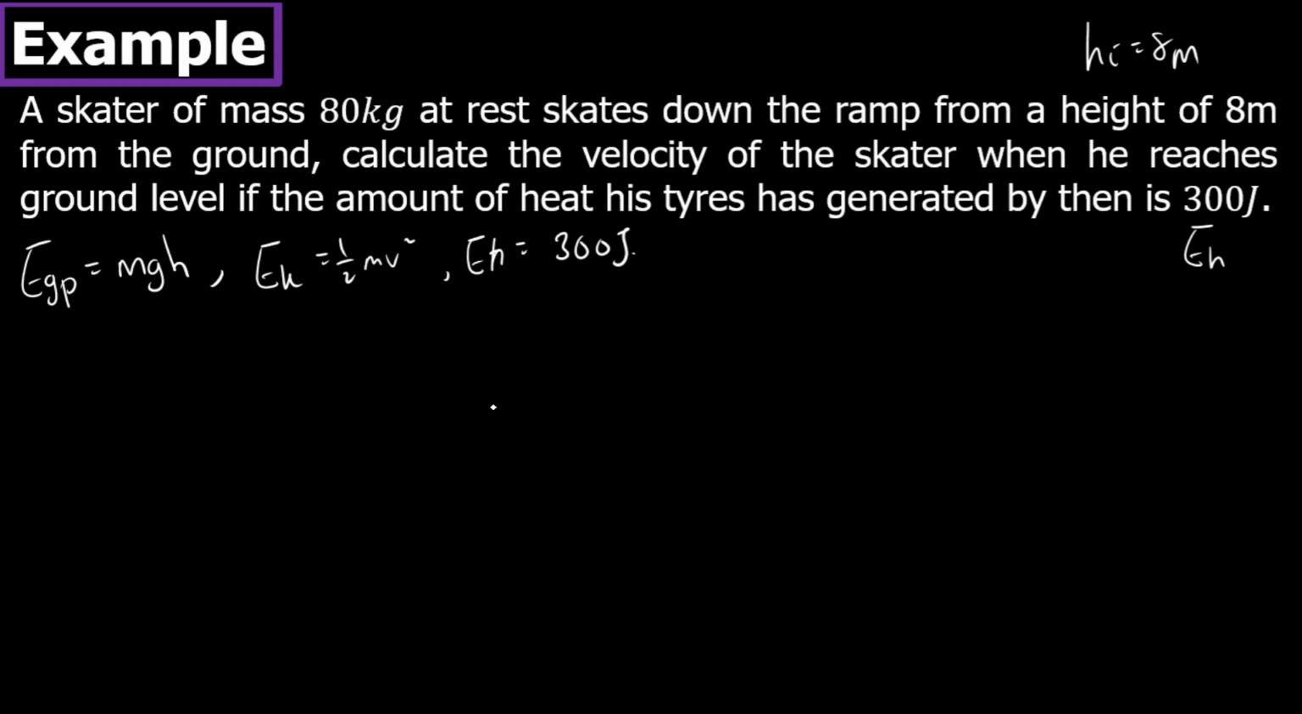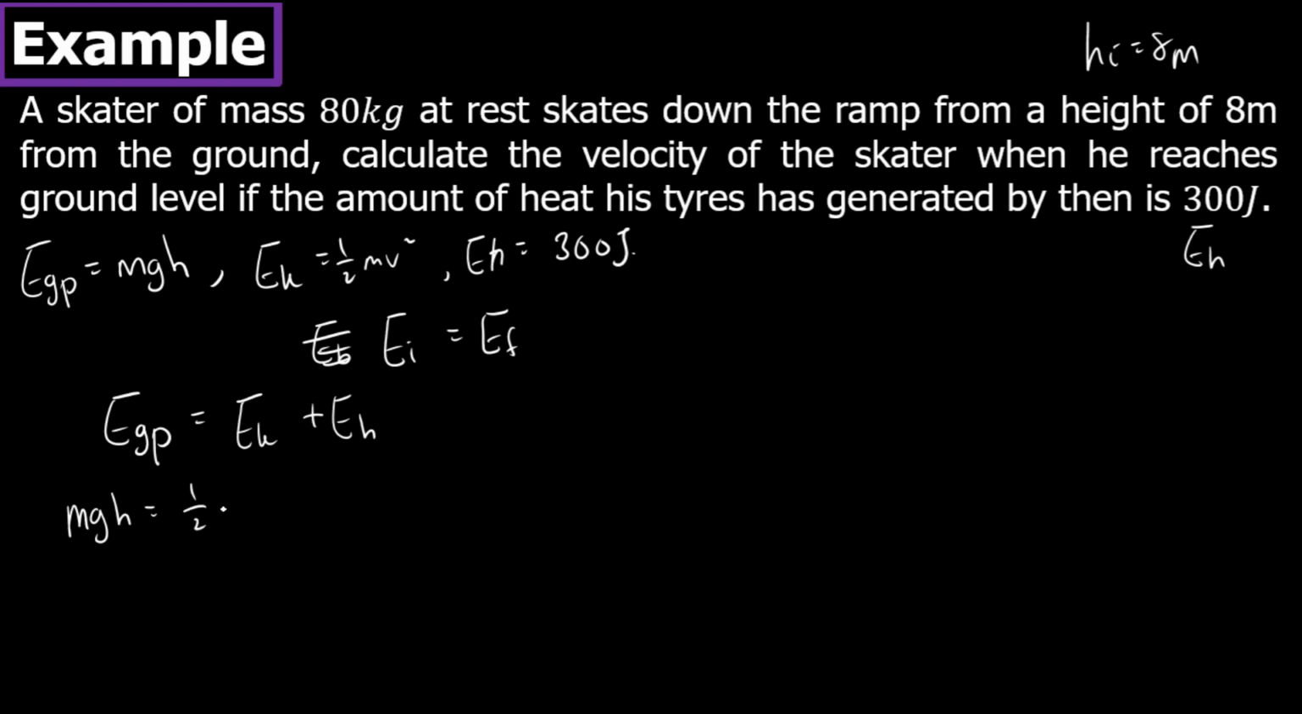Let's look at the before and after. The total energy before, I'm going to use initial, must be the same as the final because of conservation of energy. Before, it has no velocity, so there's no kinetic energy, and there's no heat generated yet. So you only have gravitational potential energy. Once the skater starts moving, heat energy is being generated and he gains velocity. At the ground level, you no longer have EGP, so you are left with kinetic energy and the heat energy. We can expand this: mgh equals half mv squared plus 300 joules.